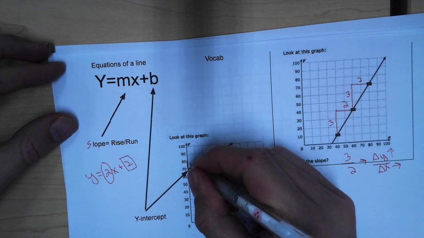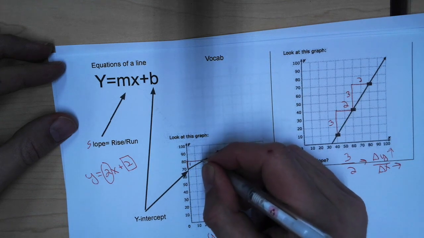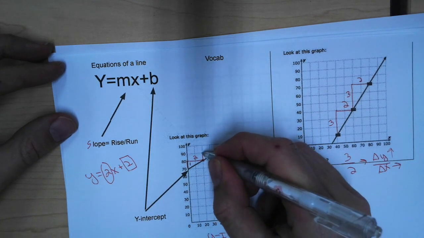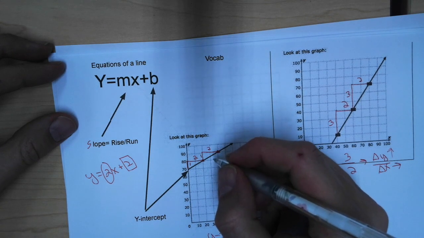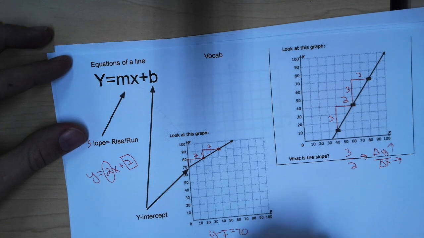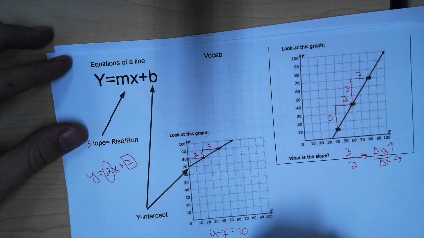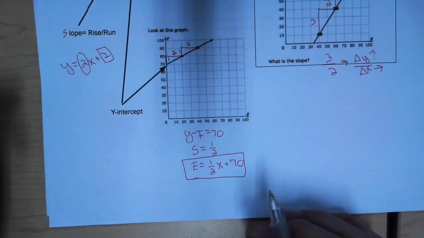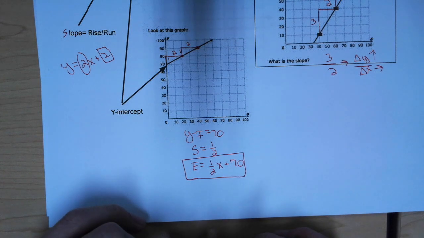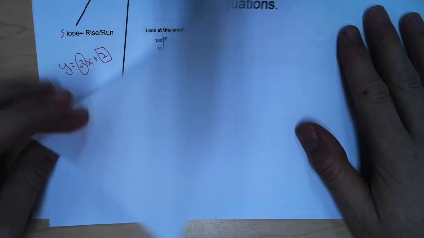So I'll rise up 1. I'll go over 1, 2. Same thing. Rise up 1. Go over 1, 2. So my slope, or m, is a half. So what is my equation? My equation is half x plus 70. Today we learned how to create equations from lines and lines from equations.